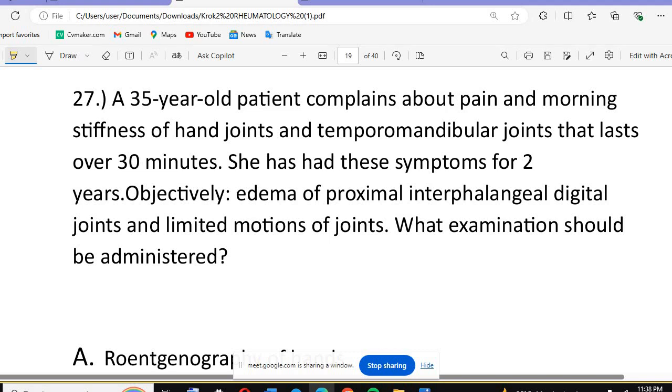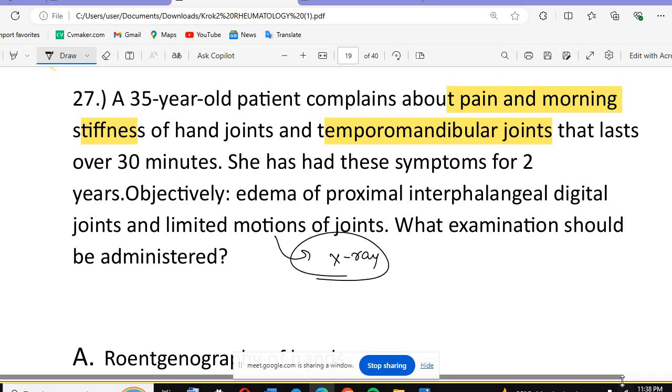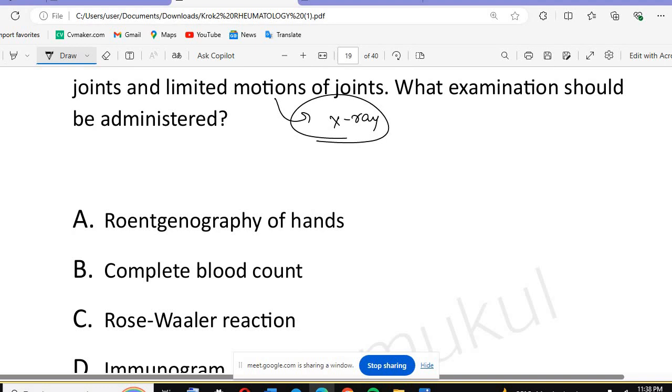Then we have a case with pain and morning stiffness in the hand joints and the temporomandibular joint. In rheumatoid arthritis the temporomandibular joint is also affected, but in rare conditions. She has had symptoms for 2 years, with edema of the proximal interphalangeal joints and limited motion of the joint. What examination should be administered? You have to go for X-ray. In X-ray you will see different types of deformities as well. So what is the X-ray? It means roentgenography of the hand.